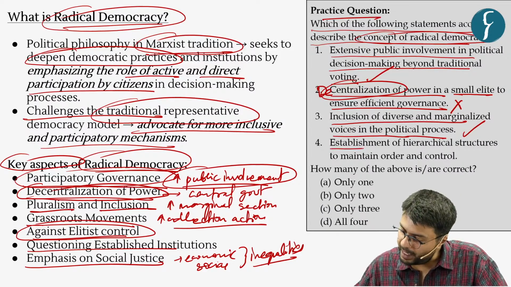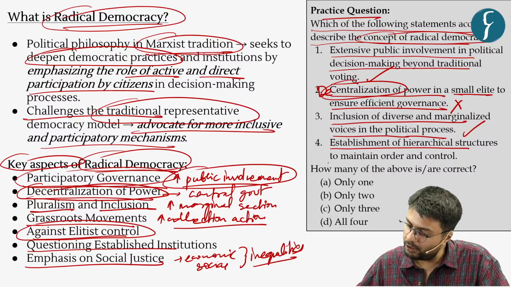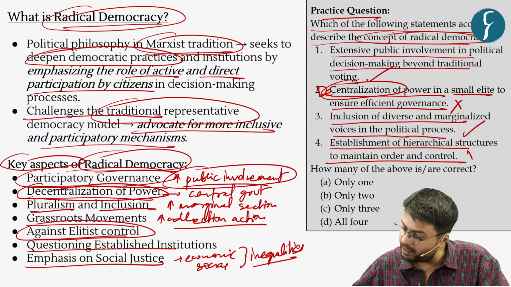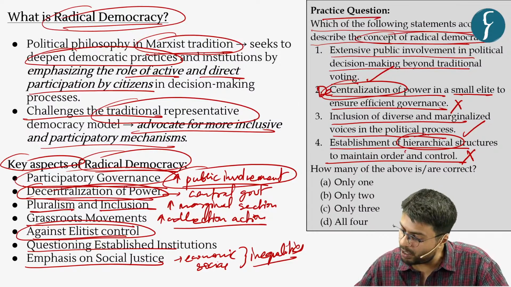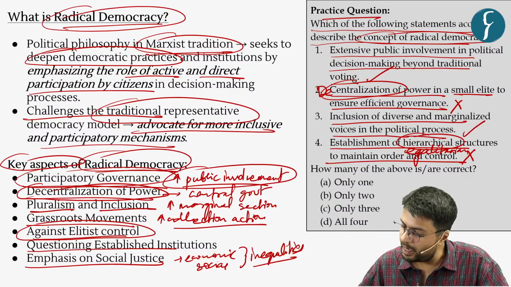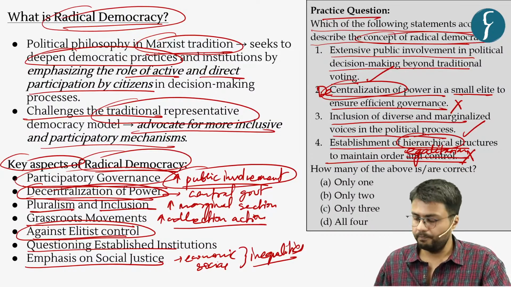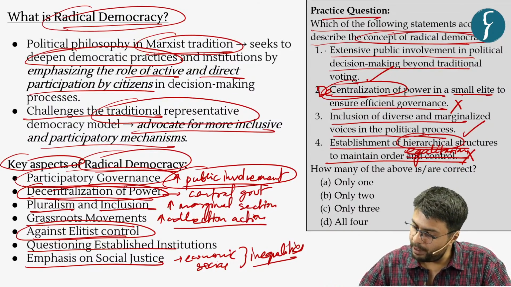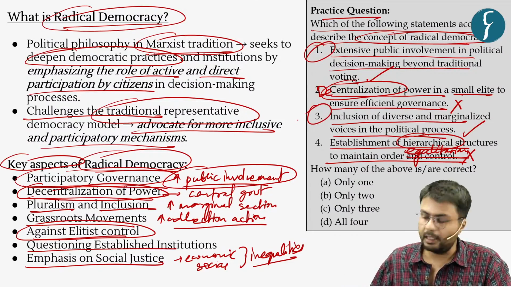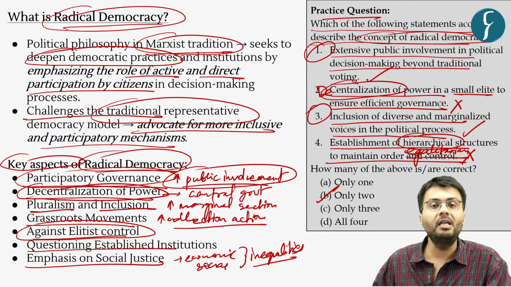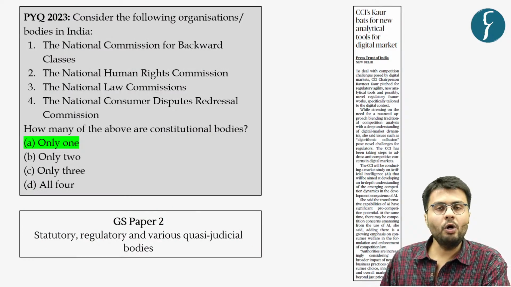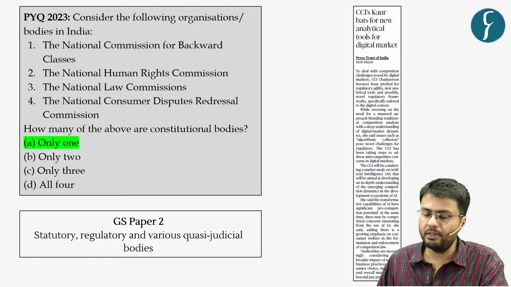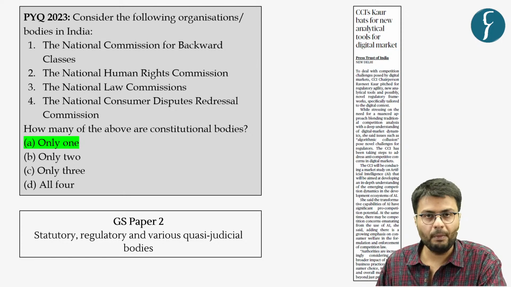Fourth statement, establishment of a hierarchical structure to maintain order and control, is an incorrect statement because the radical Democrats subscribe to an egalitarian structure and not a hierarchical structure. So as only two statements, that is first and third, are correct, hence option B is the right answer to this practice question. Now moving on to the next article, which you can see appeared in the Hindu newspaper.